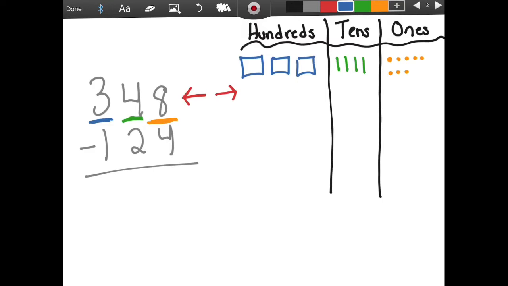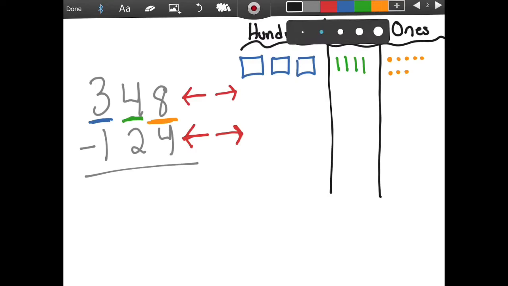What I want you to do next is look at this bottom number. We are going to start crossing off these numbers by taking them away using our chart. So we have 348 minus 124. So we're going to start in the ones place. We have 8, take away 4. So we're going to look at the ones place. We're going to take away 4. 1, 2, 3, 4. We have 4 left over.